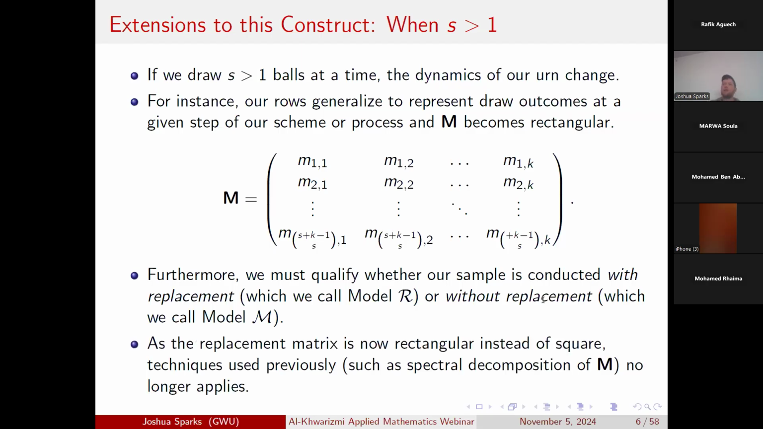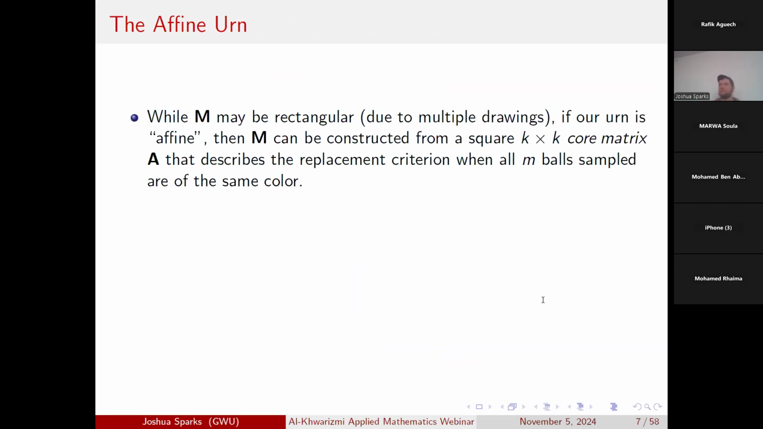And the replacement matrix, because it's now rectangular instead of square, some of the techniques that were previously used, such as a traditional spectral decomposition of M into its eigenvalues, giving an eigenvector Jordan decomposition, no longer apply because we're going to deal with rectangular matrices. Now there is research out there that provides a more computationally focused solution through stochastic approximation. So the purpose is to keep it within the same idea of an analytic approach that is done with the one ball cases.